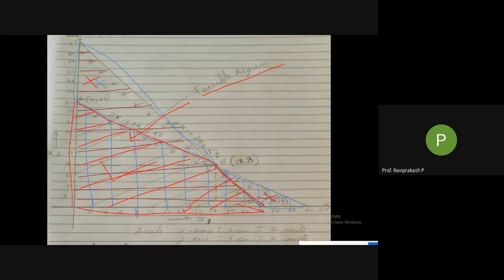Then only the points which surround the feasible region are to be taken. If you see here again, the y-axis is cutting. This line and this line are cutting here, but I cannot take this point because it is not encircling my feasible region.